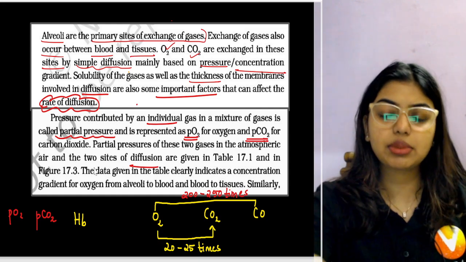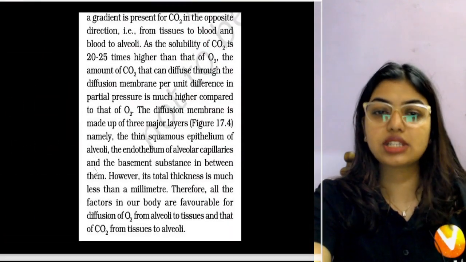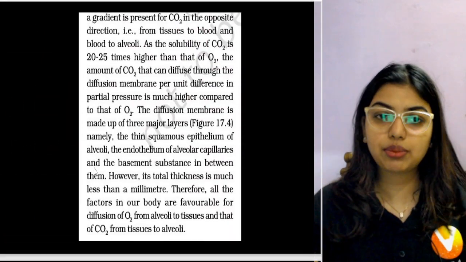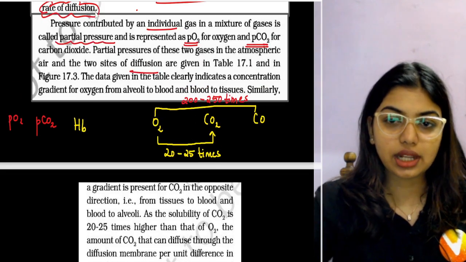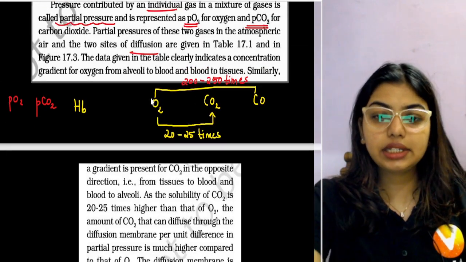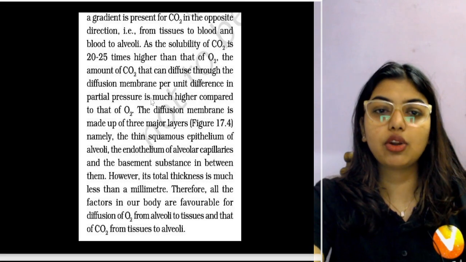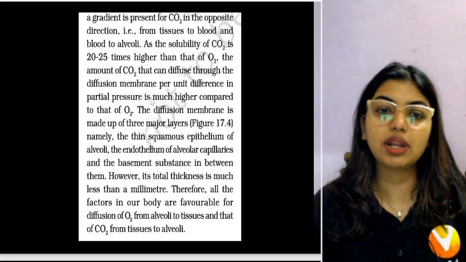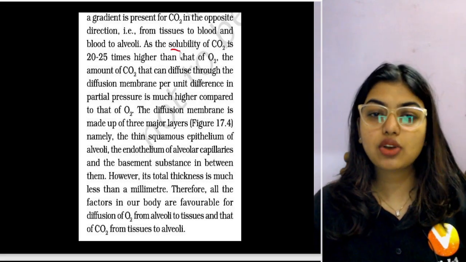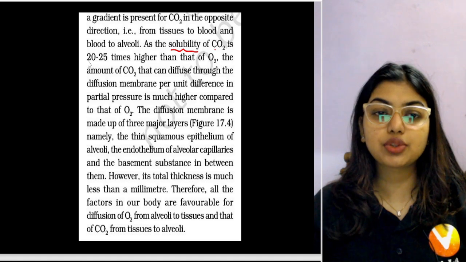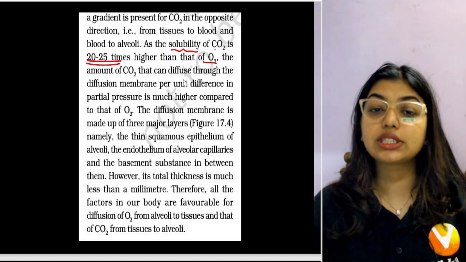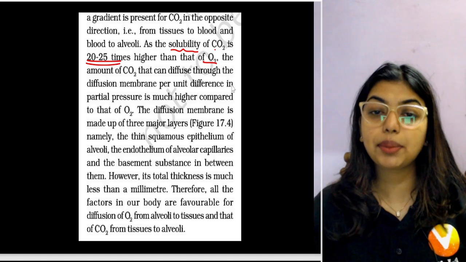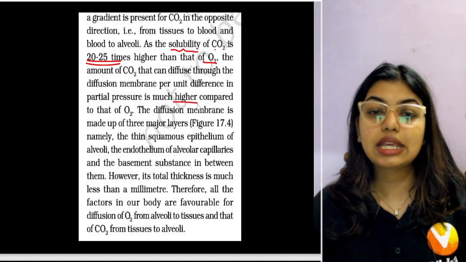So we saw the table yesterday and we learned how the diffusion is happening. Now there are some more important points that you need to study. One second, I'll just read the last line. Similarly, a gradient is present for carbon dioxide in the opposite direction, that is from tissues to blood and blood to alveoli. As the solubility of carbon dioxide is 20 to 25 times higher than oxygen, the amount of carbon dioxide that can diffuse through the diffusion membrane per unit difference in partial pressure is much higher.